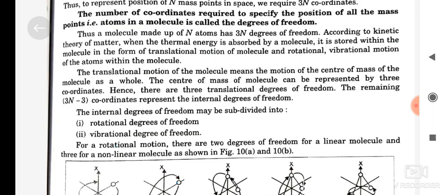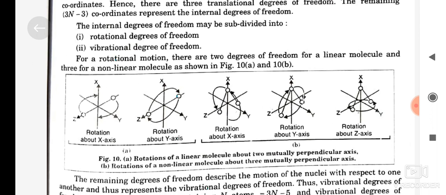According to the kinetic theory of matter, when thermal energy is absorbed by a molecule, it is stored within the molecule in the form of translational motion of the molecule and rotational and vibrational motion of the atoms within the molecule. The translational motion of the molecule means the motion of the center of mass of the molecule as a whole. The center of mass of a molecule can be represented by three coordinates, and hence there are three translational degrees of freedom. The remaining 3n minus 3 coordinates represent the internal degrees of freedom. The internal degrees of freedom may be subdivided into first, rotational degrees of freedom, and second, vibrational degrees of freedom.